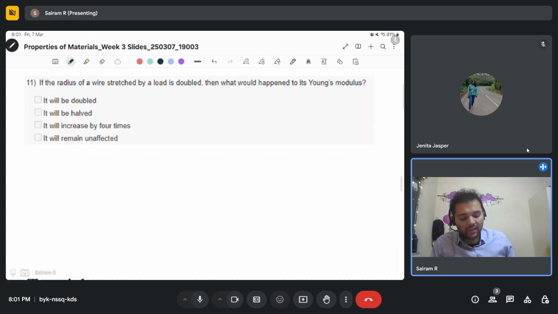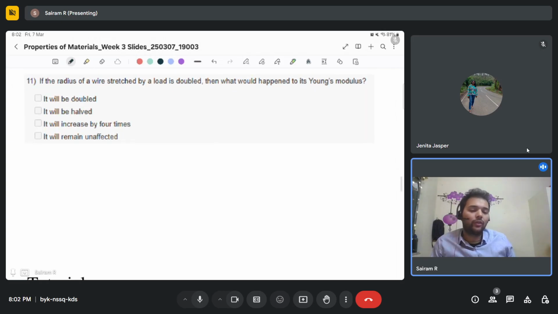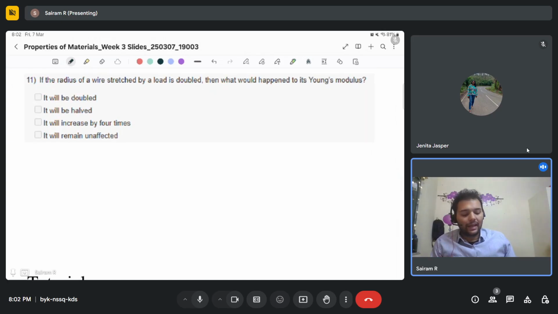If the radius of a wire stretched by a load is doubled, then what would happen to its Young's modulus? We know for a matter of fact that Young's modulus of a material is its intrinsic property. It does not depend on the kind of load applied on the material, the kind of heat treatment done on the material, unless and until the composition remains the same. If there is no addition of any secondary phases, texturing or alloying elements, the Young's modulus E is going to remain the same.